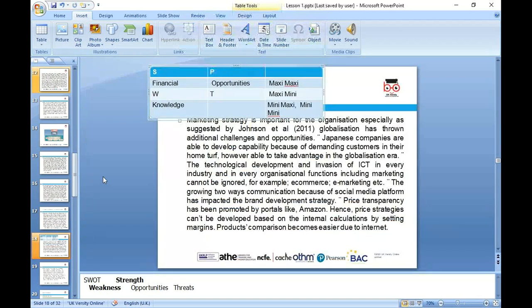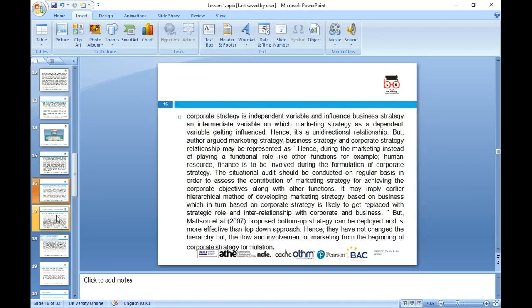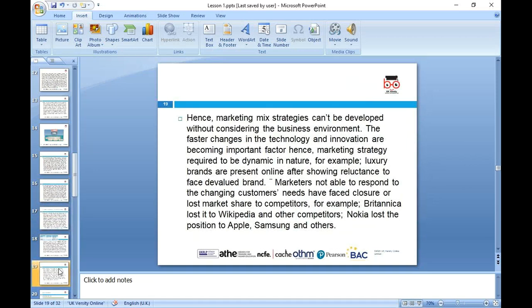So that's what we need to always look around for when we deal with it. Globalization, of course, is a big issue. We can look around at various companies, it is a huge pressure, and our strategies need to reflect it as well. When we analyze, we need to look at globalization factors. So marketing mix strategies can't be developed without considering the business environment, of course.